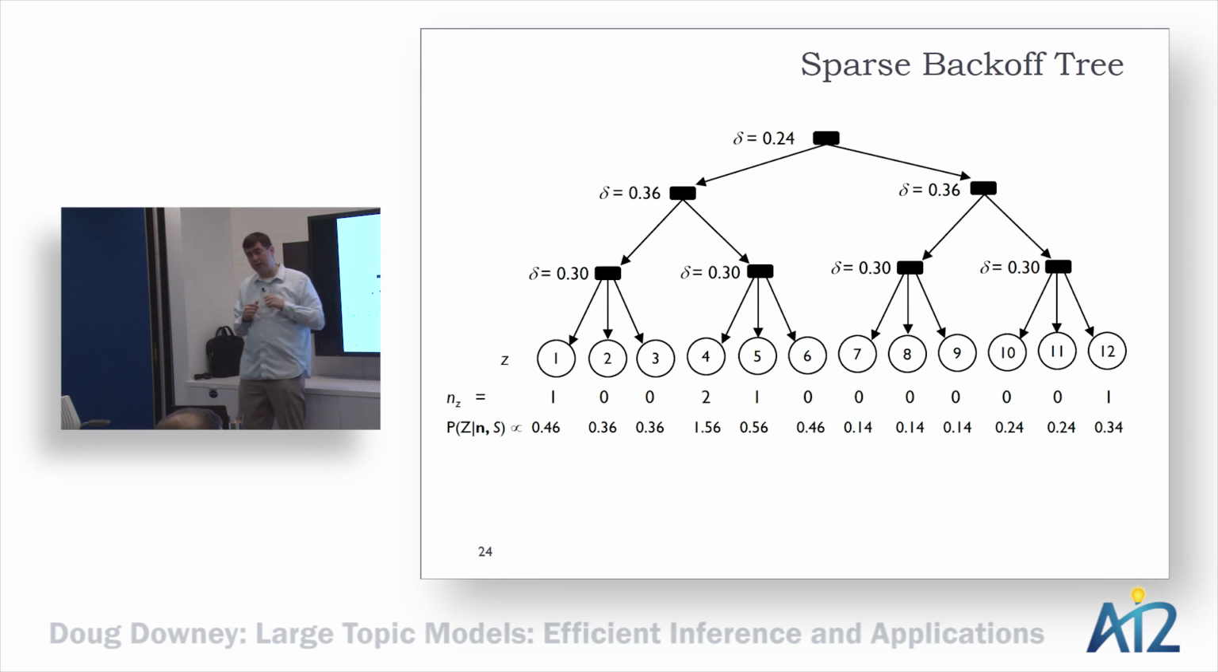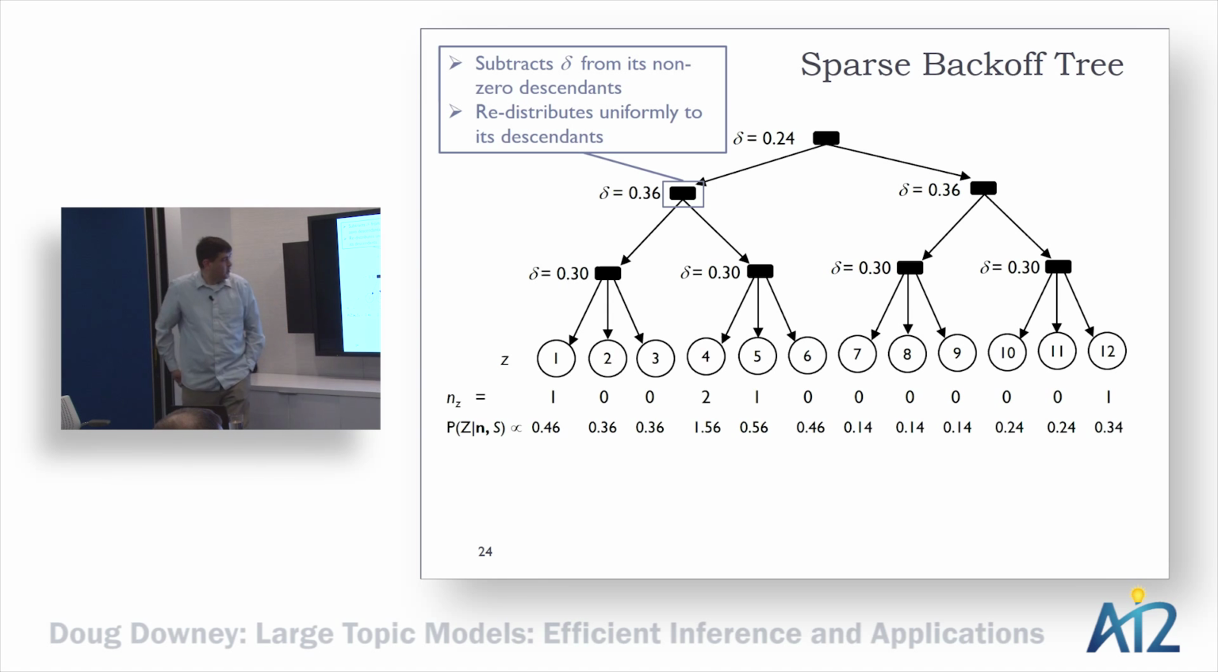And then we have a different set of hyperparameters. So we have these deltas at each interior node. This replaces the alpha in the Dirichlet prior. So how does delta work? Well, here's what it does. Each one of these interior nodes subtracts a value delta from its non-zero descendants. So this 0.36 is going to be subtracted from each one of these non-zero counts. And then whatever this interior node subtracts from its non-zero descendants, it then applies uniformly to all of its descendants. So it takes from the haves and gives back to everyone. That's what these interior nodes do.